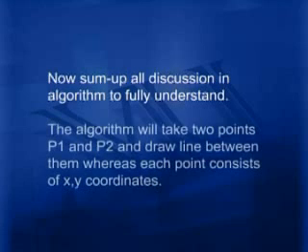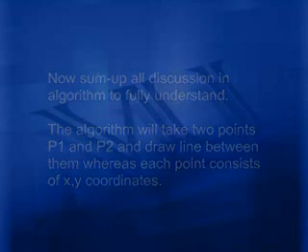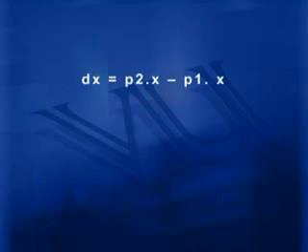Now let's sum up this discussion in the form of an algorithm. This algorithm will take points P1 and P2 and will draw a line between them, whereas each point would consist of two coordinates, the x and y coordinates. Let's take a look at the algorithm in a formal fashion.